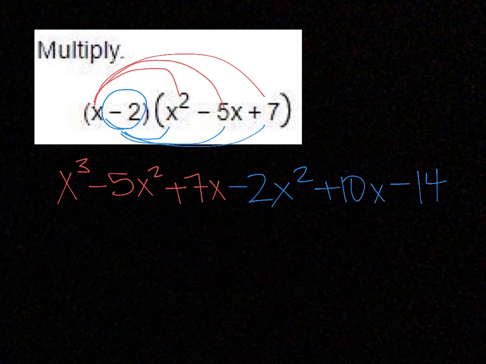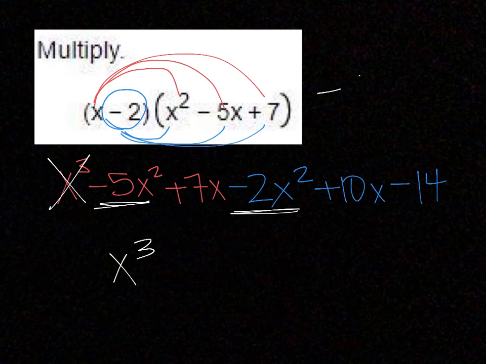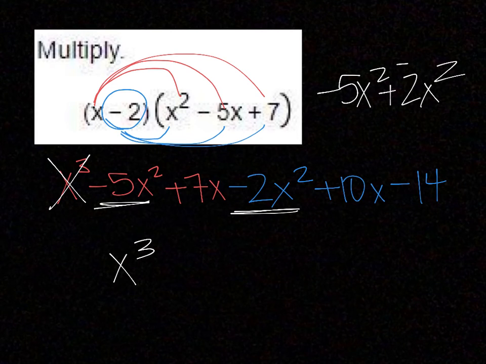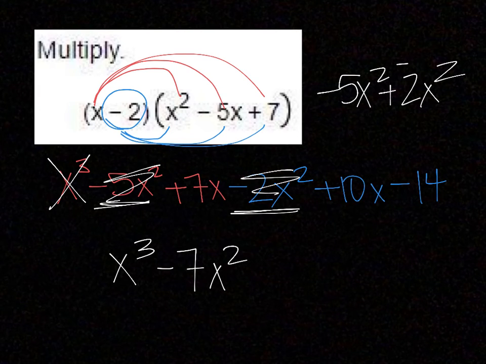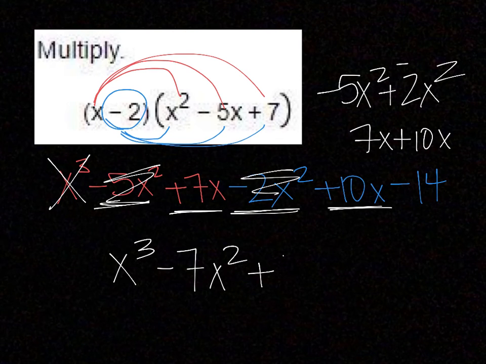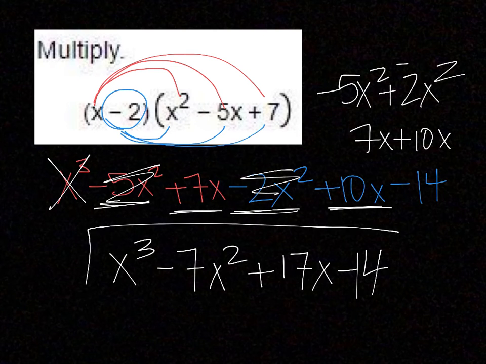Now I'm back to just combining our like terms. So x cubed, no friends. Then I go -5x squared minus 2x squared. We can go do to get our -7x squared. Mark them off. 7x plus 10x. That's just a 17x. And -14 tags along. No friends.